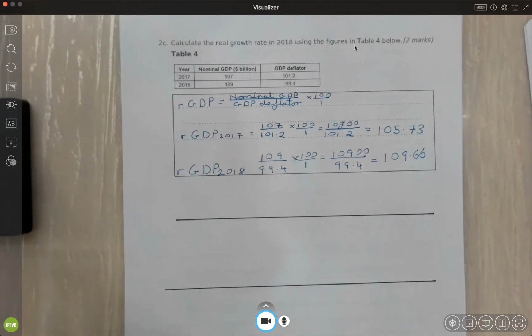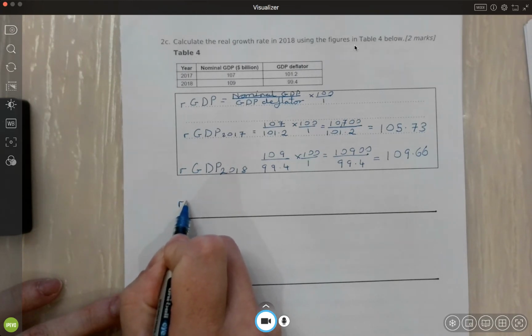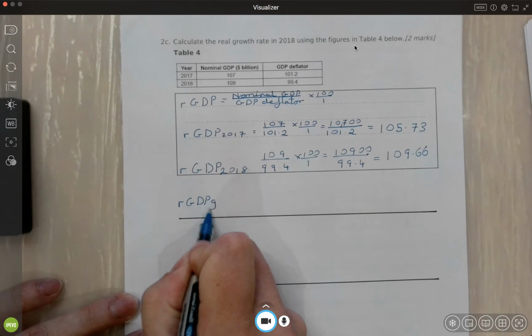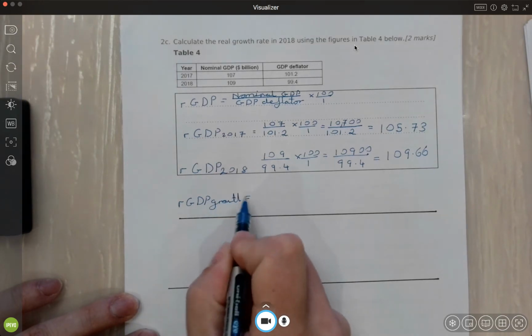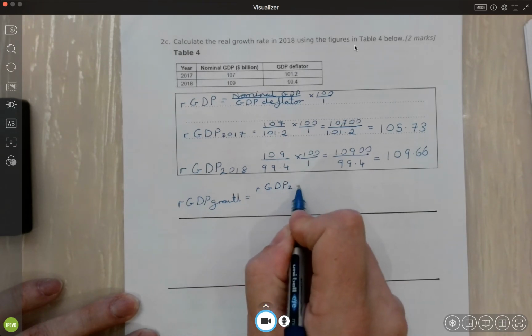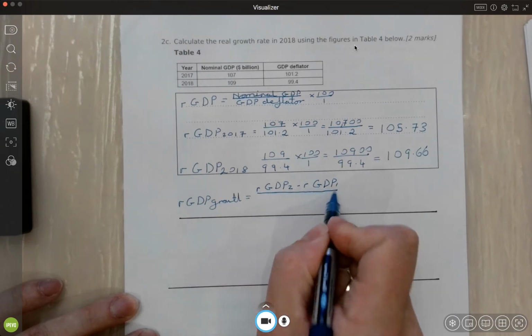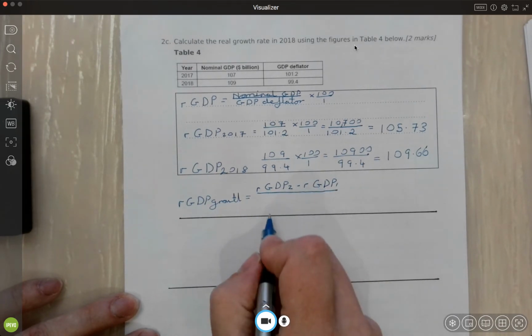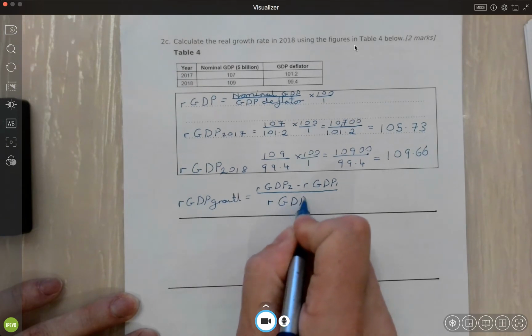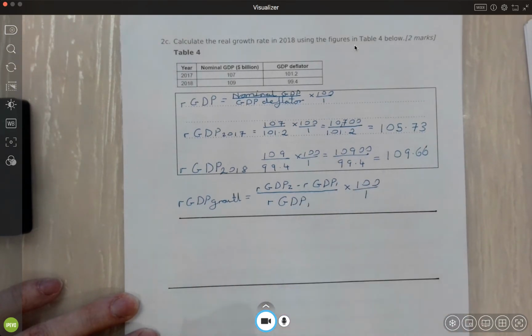Now, the next thing I should have probably written down already, but what we've got here is real GDP growth. Well, what that is, and we've already seen that before, is real GDP in the second year minus real GDP in the first year. Well, that's if it's 2 consecutive years. In the second period minus the first period over real GDP in the first period, and again multiplied by what? You guessed it, 100 over 1. Okay, so what we have now is real GDP growth.